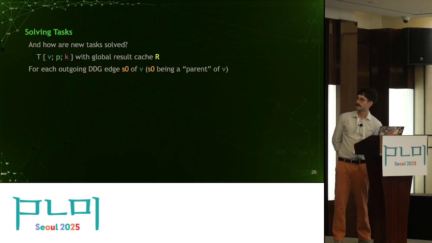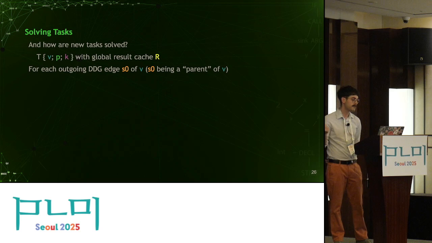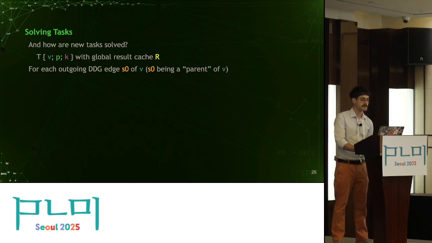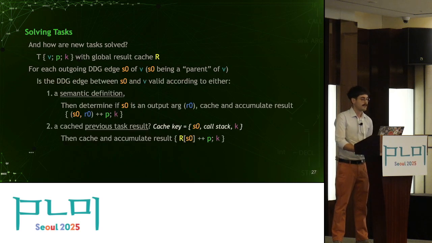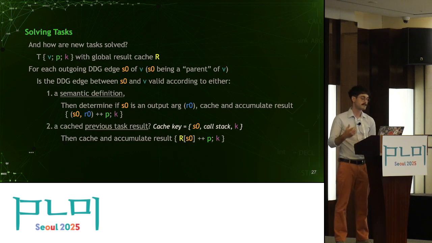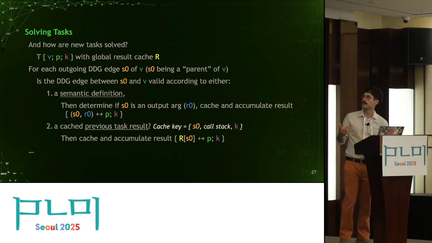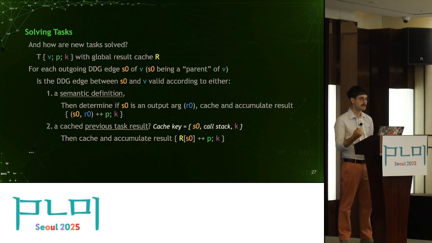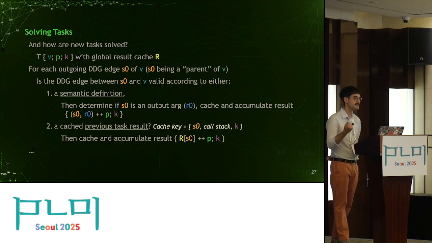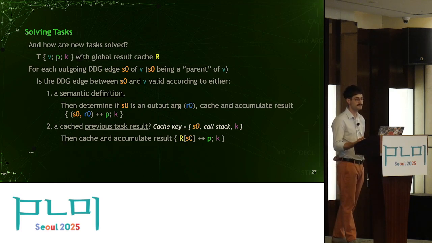And how do we solve these? So a task, again, is this 3-tuple, and assume we have a global result cache to memoize incoming results. So for each outgoing DDG edge, we have S0, which is the parent of V. Is there an edge between S0 and V that is valid? Recall that every DDG edge is over-approximated, so it's not necessarily valid by default. The validity depends on if there's a semantic definition that says this is valid.